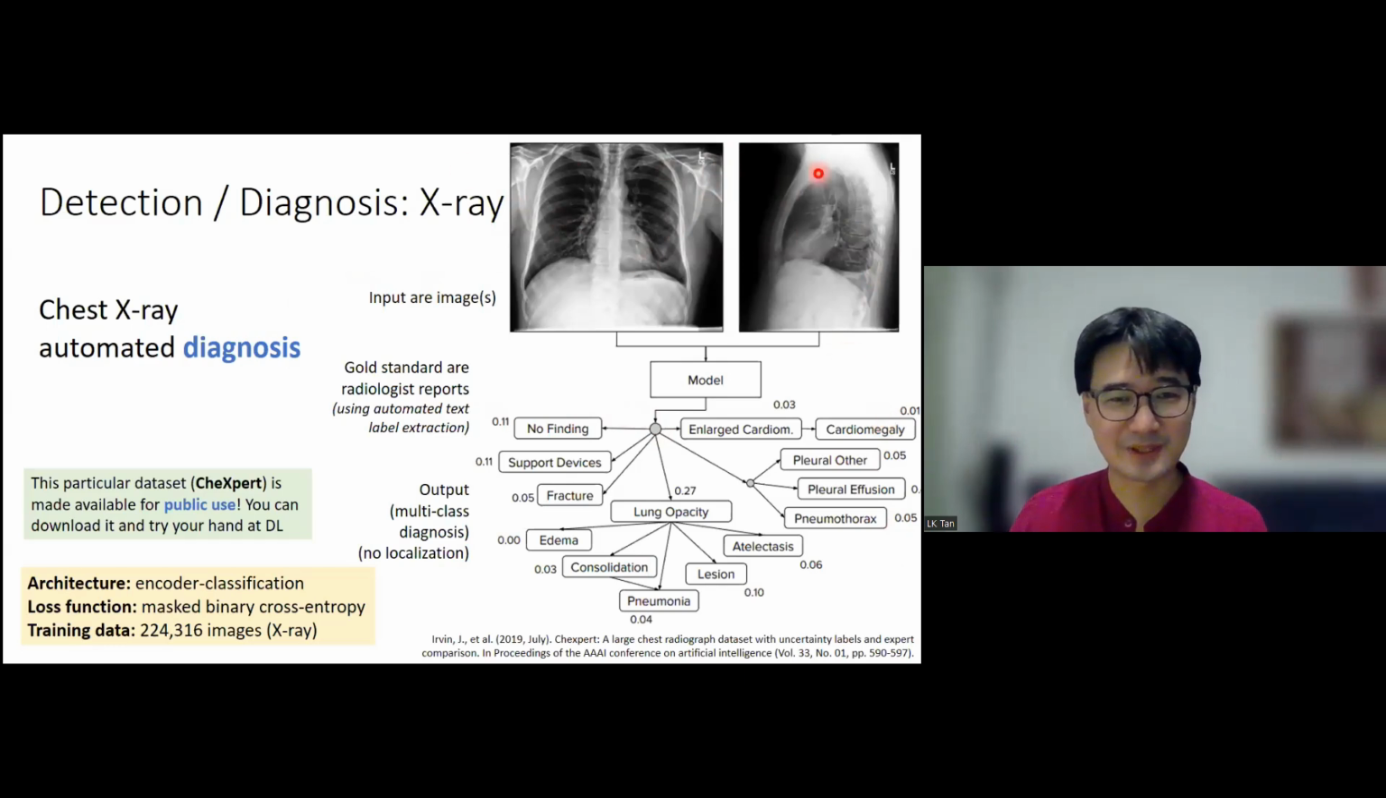Now, the nice thing about this particular example is that this is actually a rather famous data set called CheXpert, and it's available for public use. So meaning you too can download this along with all the labels and try your hand at deep learning yourself. So the original paper, they used the encoder classification architecture, loss function, masked binary cross entropy, training data, 200,000 images. So very much into the deep big data realm.